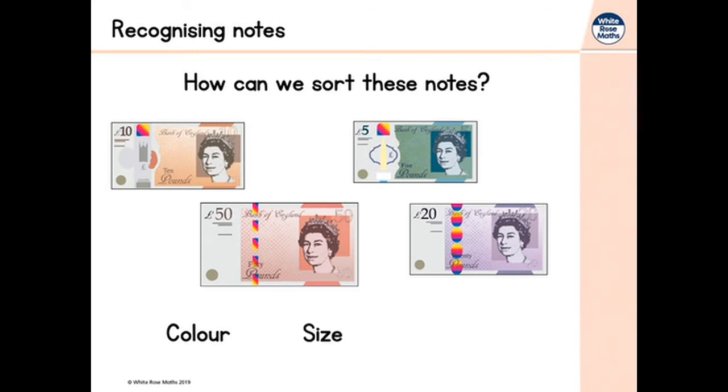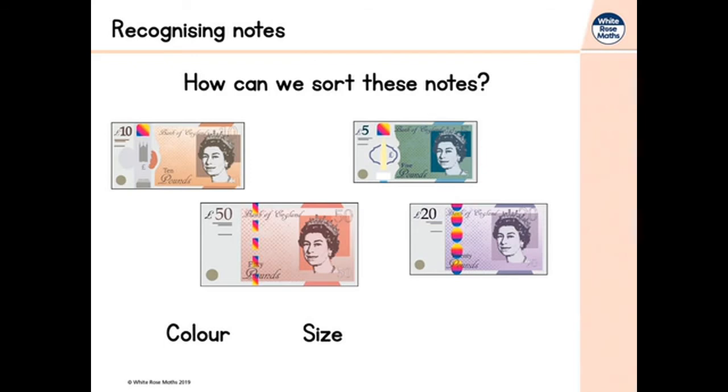We could also sort by size. Can you see which one of these notes is the smallest? Yes, the 5-pound note is the smallest. Which one is the largest? The 50-pound note is the largest.